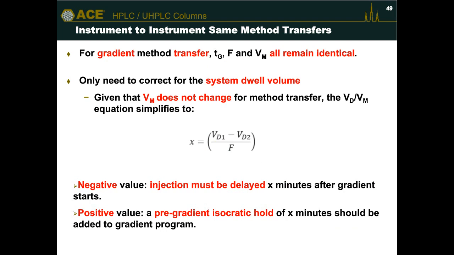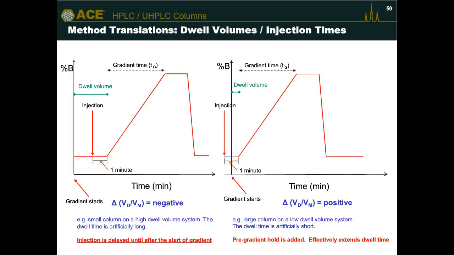So this is our original method, VD1 minus VD2, so the dwell volume of the second instrument, divided by the flow rate. And you can see if that X value is negative, we need to delay the injection. And if it's positive, we need to add an isocratic hold. If I show you this, this is my favorite slide. It actually describes it a lot more clearly.